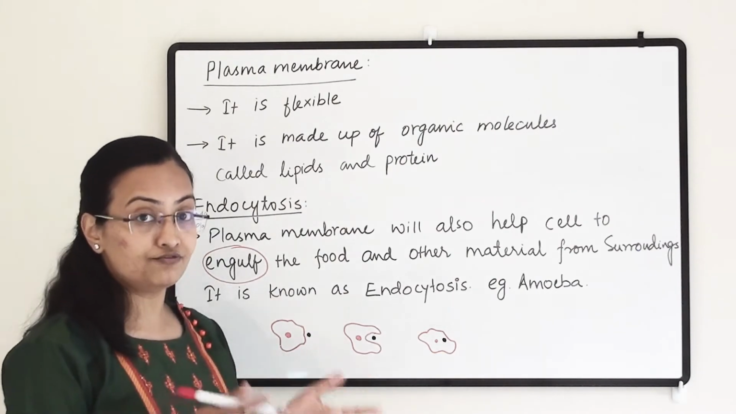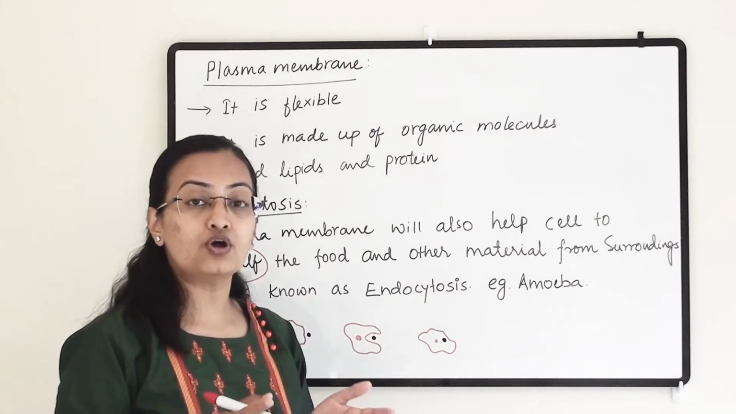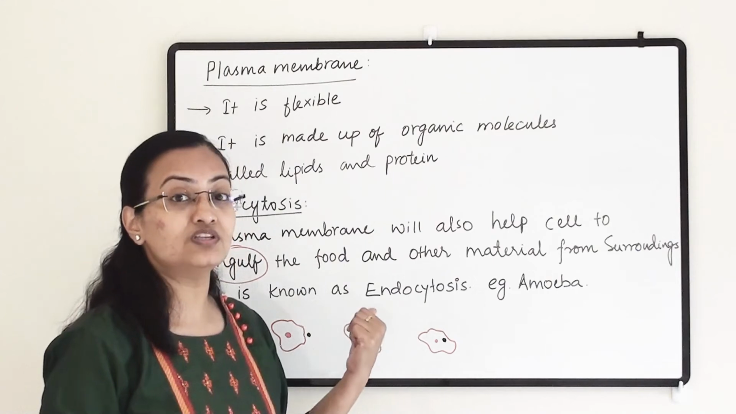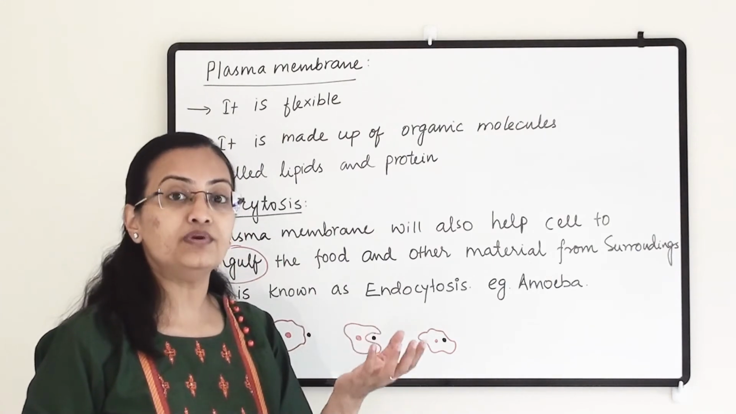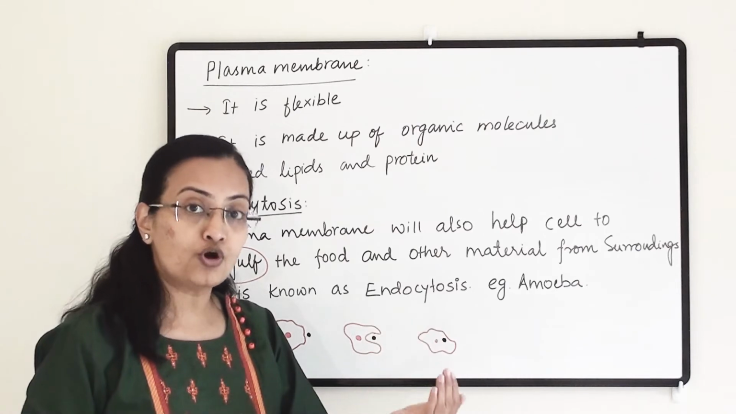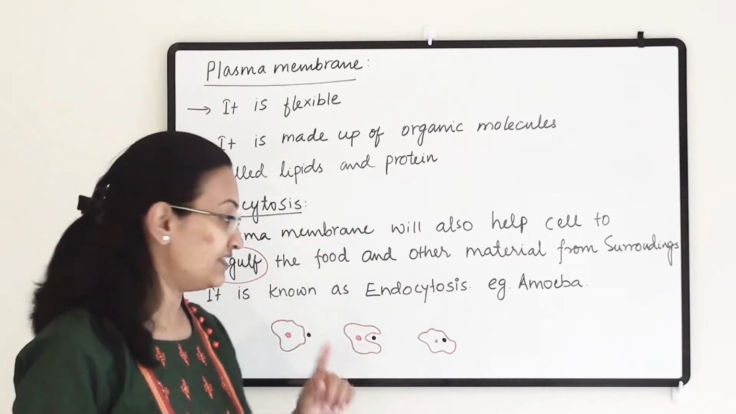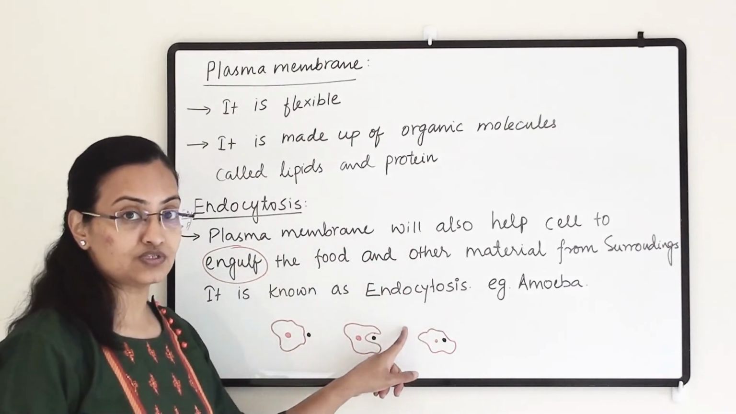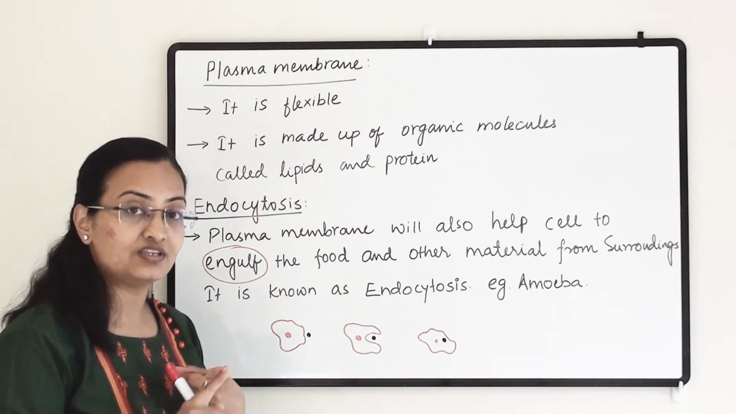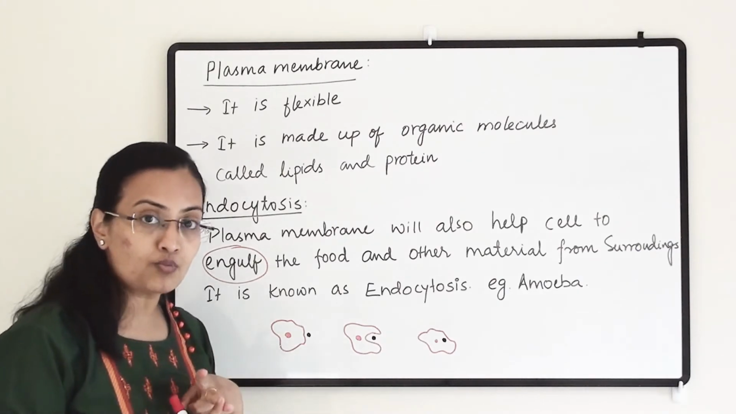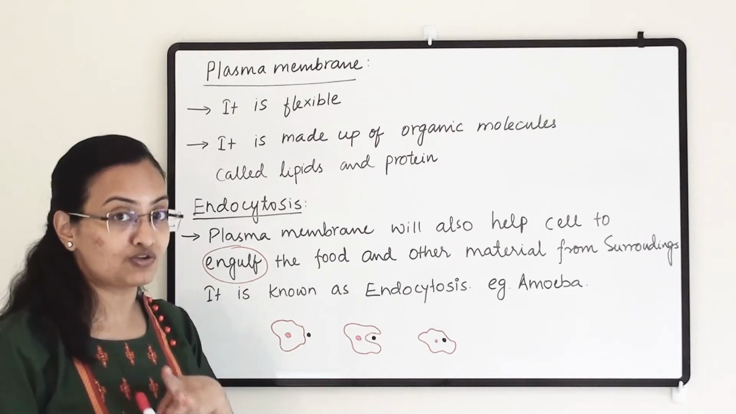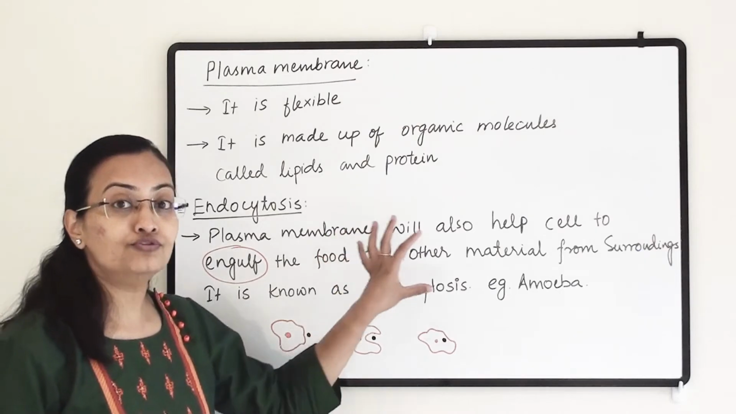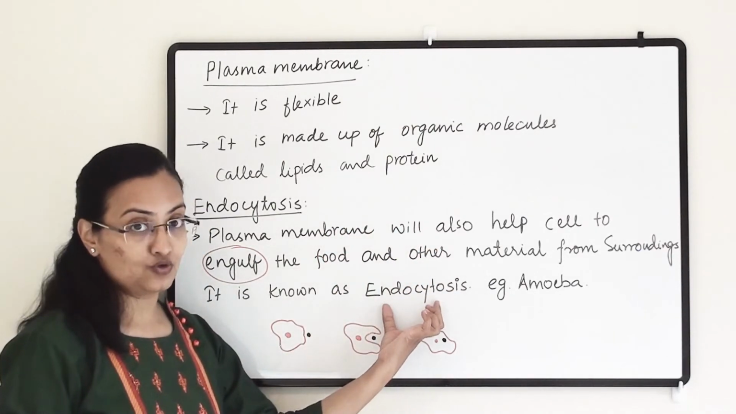Earlier we have seen diffusion and osmosis. There we were talking about the gaseous exchange and water molecule exchange. Now here this is with respect to a food particle. That complete food particle will enter through the selectively permeable membrane, and that is known as endocytosis. If there is a gaseous exchange, that is known as diffusion. If there is a water molecule exchange, then it is known as osmosis. But when there is an engulfing of a food particle, then it is known as endocytosis.